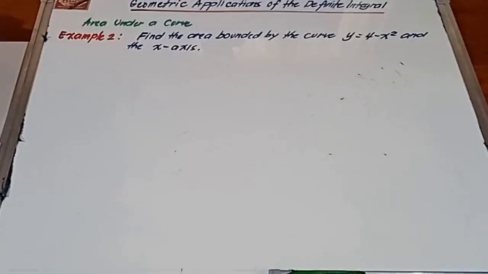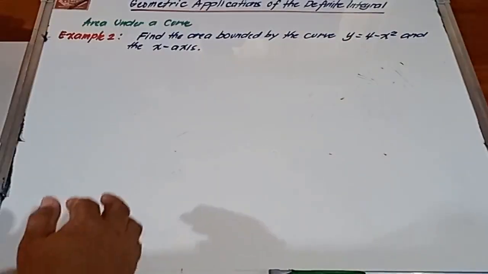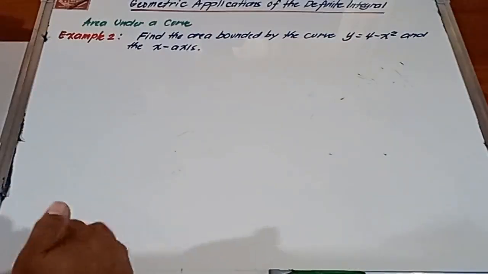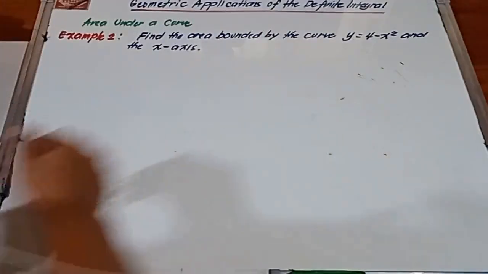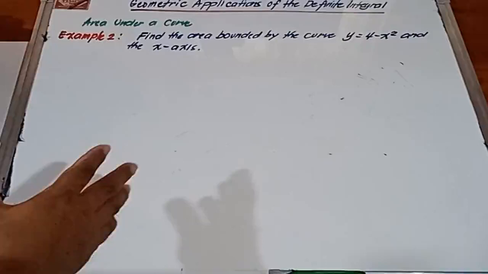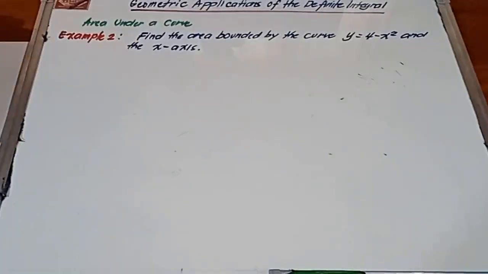Okay? So, hindi agad-agad natin pwede magamit yung formula natin in finding area under the curve as the integral of y dx from a to b, kasi hindi pa natin alam yung interval. But before that, alamin muna natin yung graph of the function y equals 4 minus x squared. Okay?